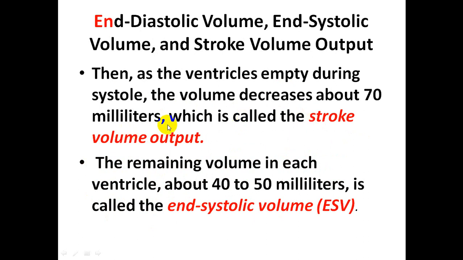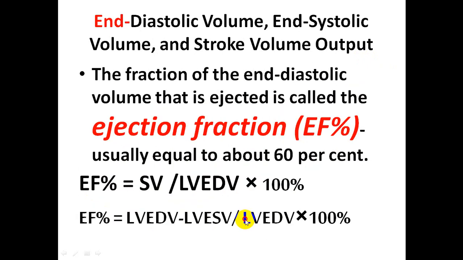70 milliliters, what is called stroke volume. The remaining volume is about 40 to 50, what is called left ventricular end systolic volume. As we said, left ventricular end diastolic volume minus left ventricular end systolic volume gives the stroke volume.